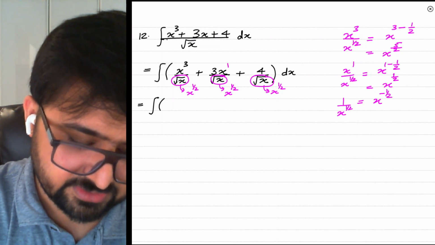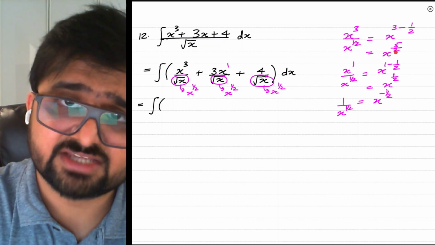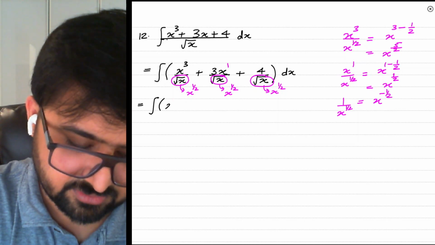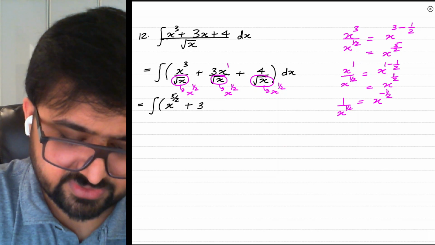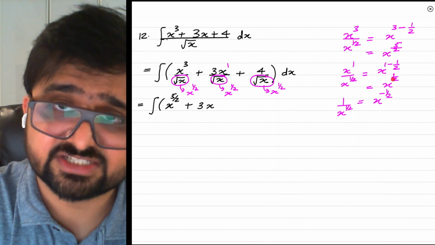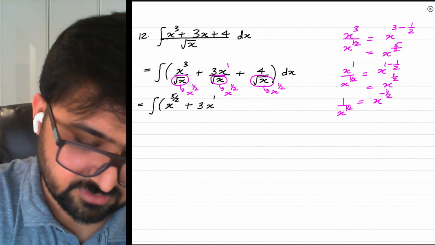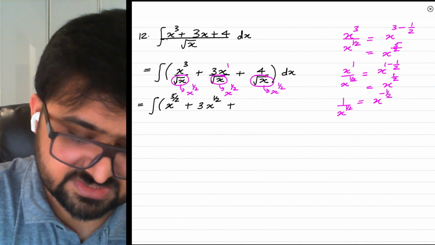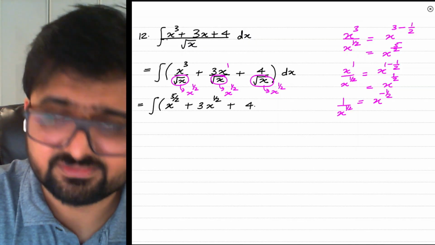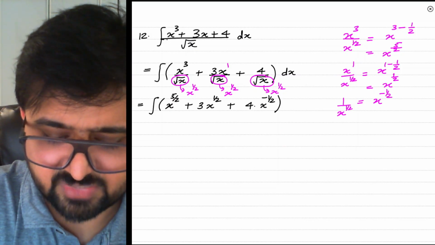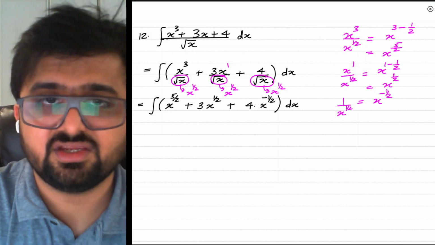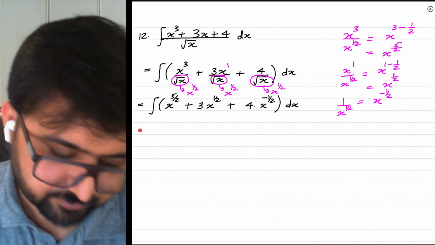So you are left with the first term, x to the power 5 by 2, plus 3x to the power half, plus 4, and the third term is x to the power minus half, dx. Okay, I hope that makes sense.